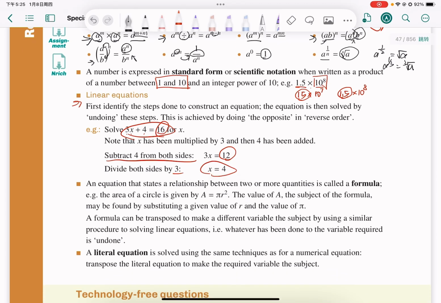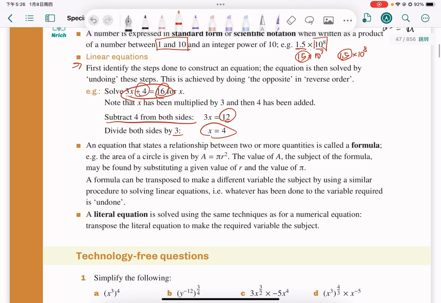So remember to do division or multiplication or subtraction or addition on both sides. So the point is on both sides. If you want to minus 4 this side, then you have to do it for the other side as well to make them equal. Okay, the next dot point.